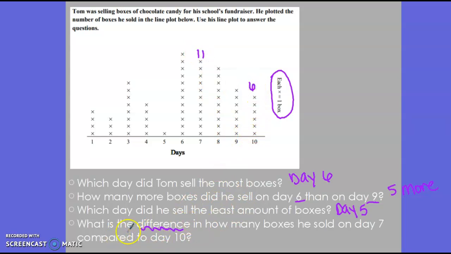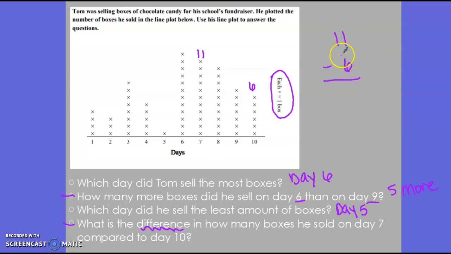So this question right here is really similar to how many more boxes did he sell on this day. This question and this one are really similar. It says, what is the difference in how many boxes he sold on day 7 compared to day 10? So there again, what is the difference? That always tells me I need to subtract. So on day 7, he sold 11 boxes, but on day 10, he only sold 6. So just like I subtracted before, I can subtract now.